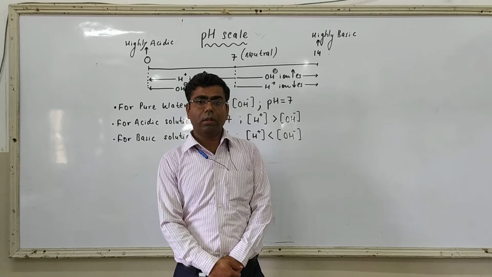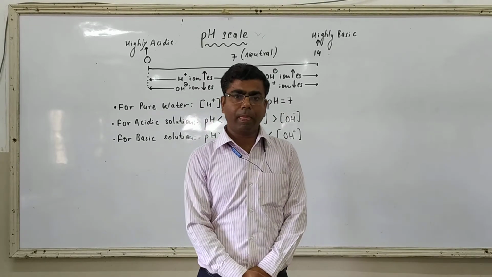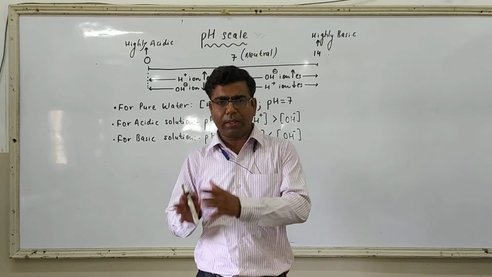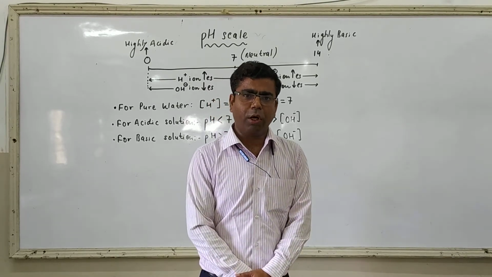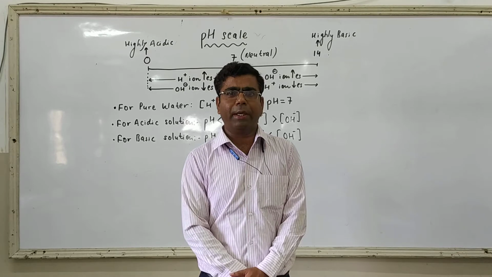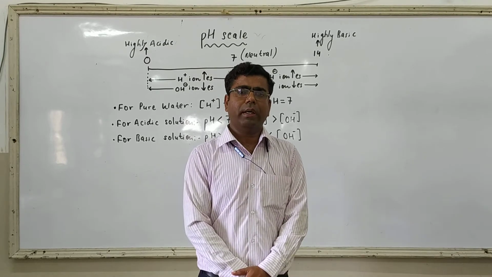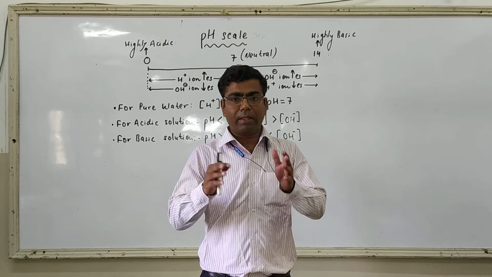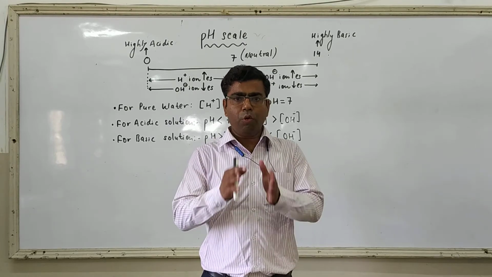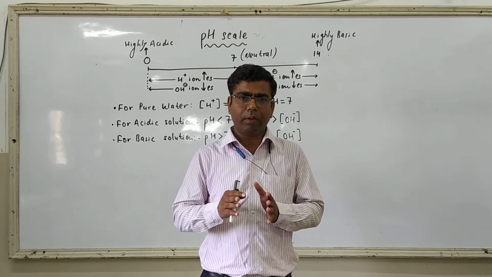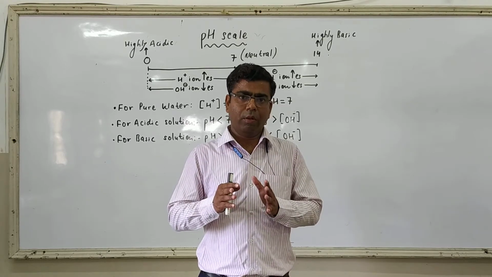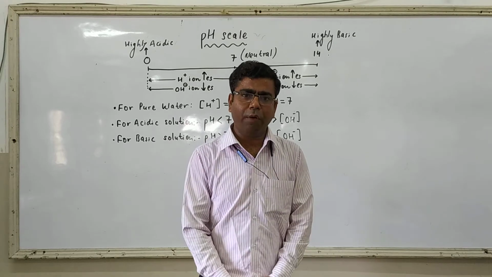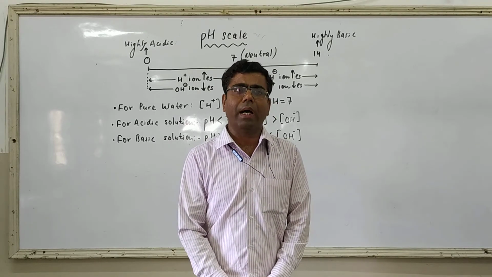First of all, the definition of pH scale. The scale which measures the concentration of H plus ion or hydrogen ion in a solution is called pH scale. It means we can say that the value of pH for any solution will depend on the concentration of H plus ion or hydrogen ion.